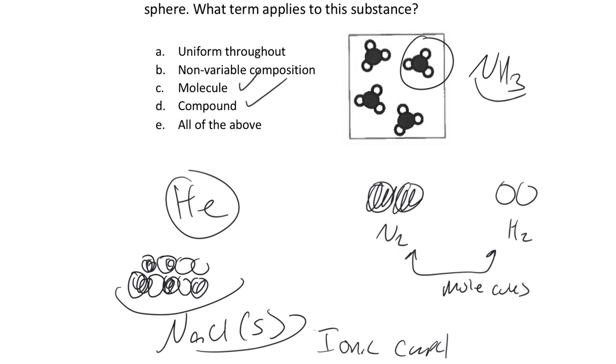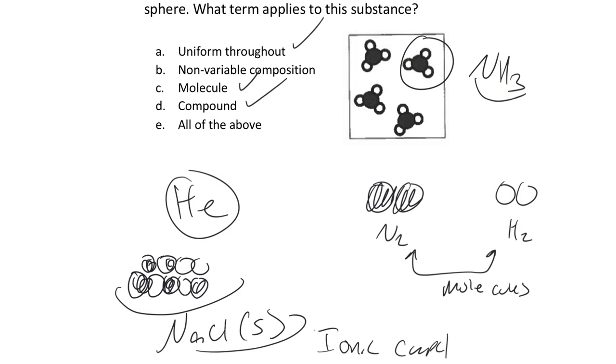The term uniform throughout would also apply because the sample is randomly distributed. We don't see a phase. We don't see a left side versus a right side or a top versus bottom. We see 3 or 4 randomly distributed molecules. So the diagram is showing something that's random throughout, uniform in structure.